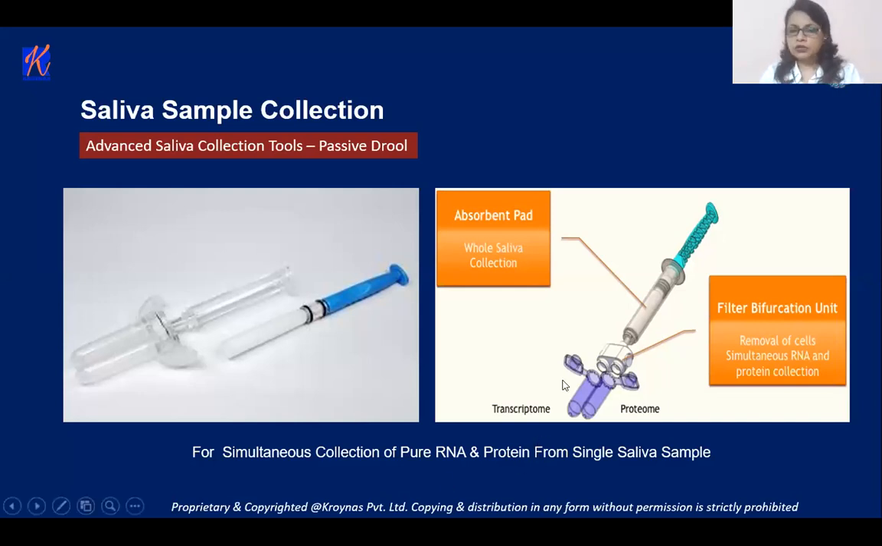So this bifurcation unit, it removes cells obviously, and when you, after collecting, just press, it's kind of a syringe like thing. Okay, and this is the cotton pad, it's an absorbent pad, not cotton, but it looks like cotton. And if you just press this and when you collect in the pen drop, it will automatically bifurcate into two, and in one you get the total RNA, and in another you get the total protein. So that wonderful is the technology now.